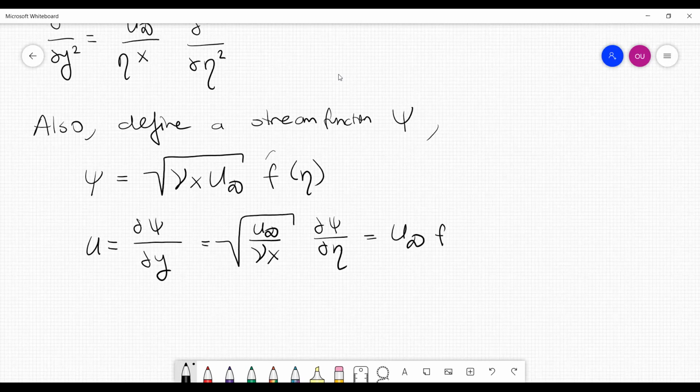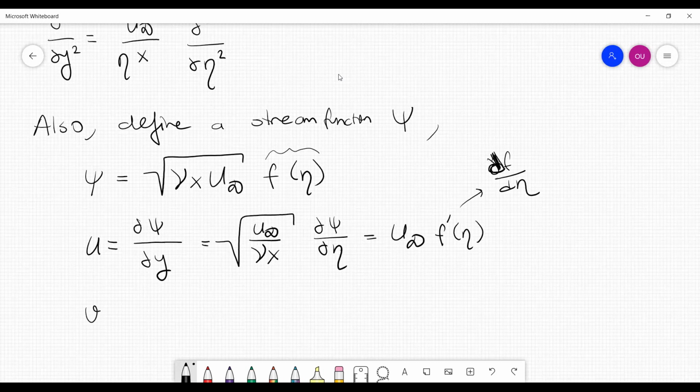Eta is only inside this function, so we will call it f prime eta. So f prime means this is only a function of eta, so an ordinary derivative with respect to eta, whatever that function is. Right now we do not know that function. Okay, so we will just call it f function, f prime.